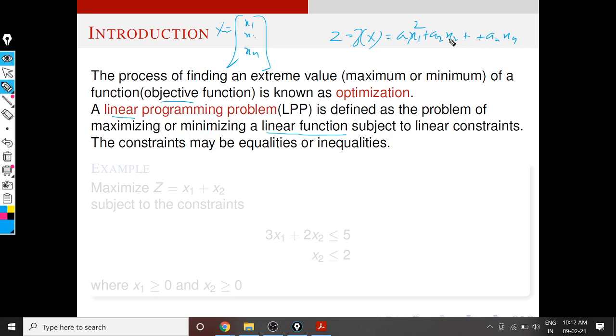Optimization of a non-linear function is not easy, it gets complicated, but there are very straightforward methods for evaluating the extreme values, or optimizing, a linear function. There are very clear-cut methods for linear functions. So first of all we are going to discuss the simpler one, that is called LPP, linear programming problem. That means the objective function and constraints are all linear. Clear?